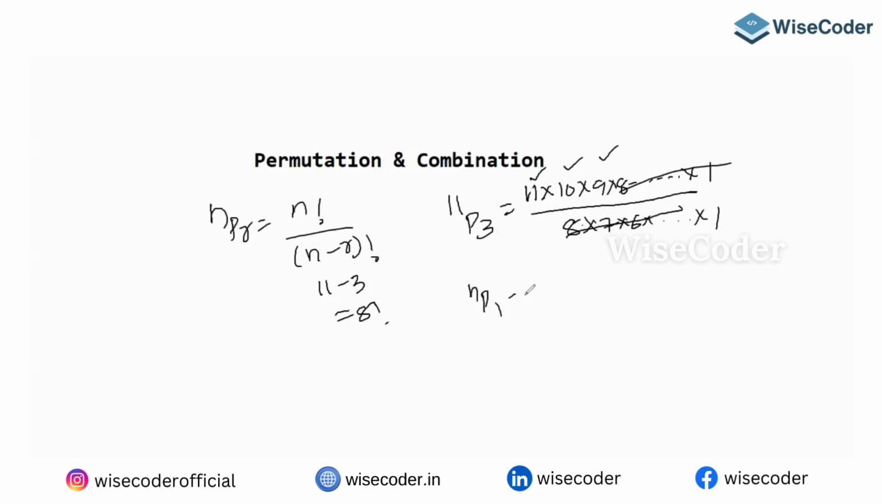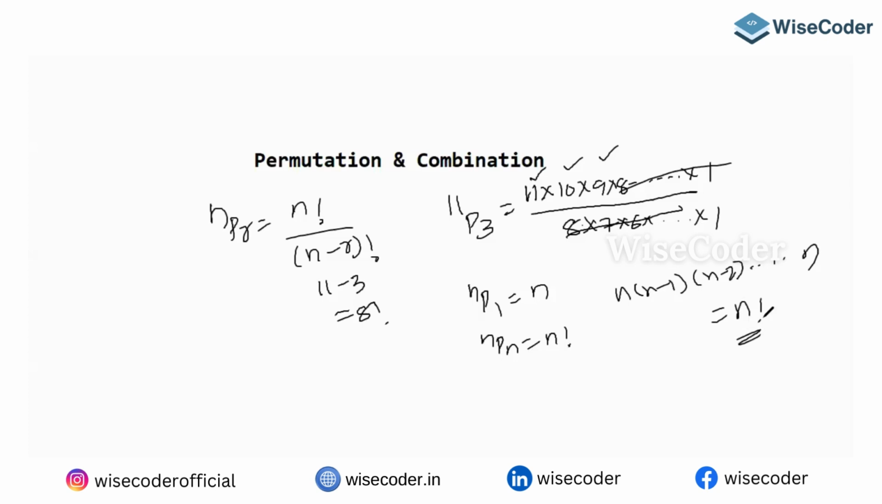NP1 is N, since we have to just choose one object, it could be any of the given N objects. Sometimes they'll give NPN, which means N factorial. So the first position can be filled in n ways. The second position can be filled in n minus 1, n minus 2, so until where n, which means what? N into n minus 1 into n minus 2, so on up to n, which means n factorial only, no? Yes or no?